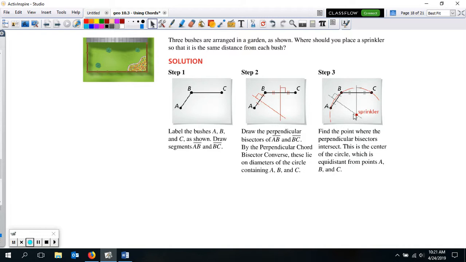That way, as you draw a circle, you can put a radius here. If you put your compass point on this sprinkler spot and your pencil here, you could draw a circle, and that would be a radius perfectly finding that point. So it says find the point where the perpendicular bisectors intersect. This is the center of the circle, which is equal distance from A, B, and C. So it's all equal distance from each of those.